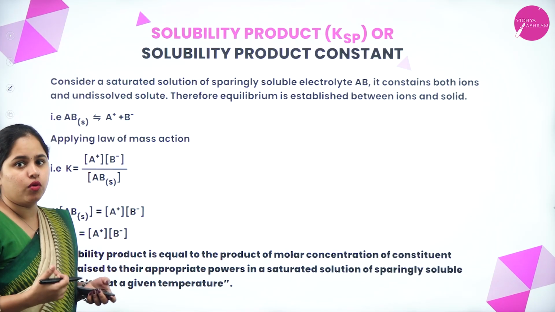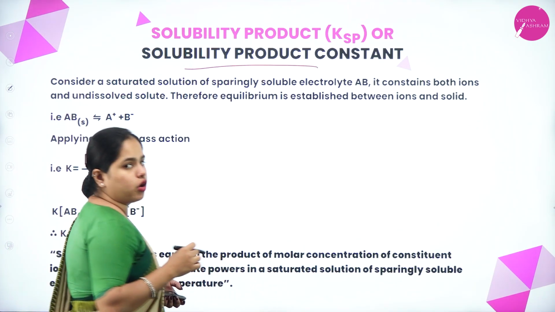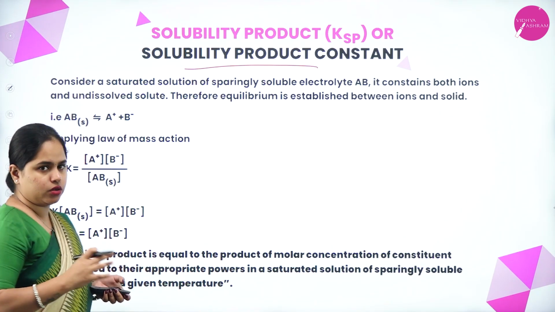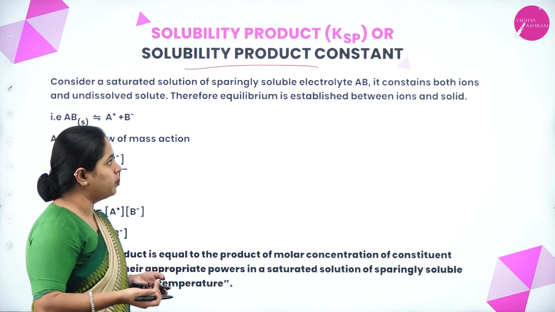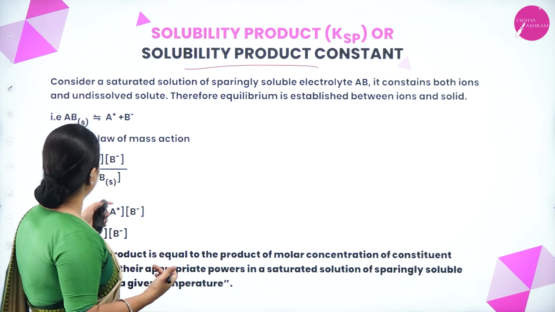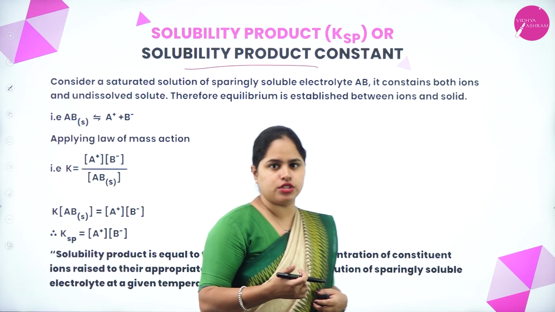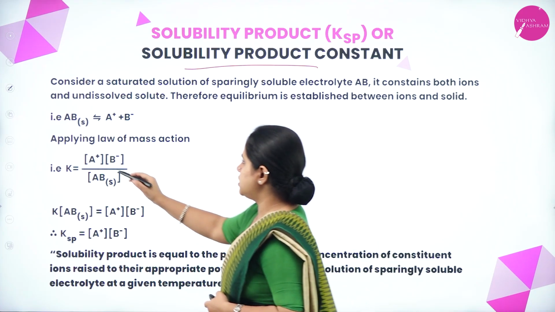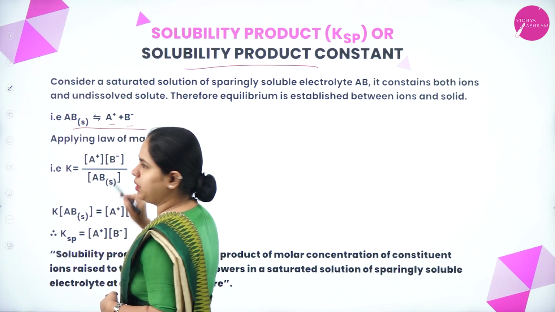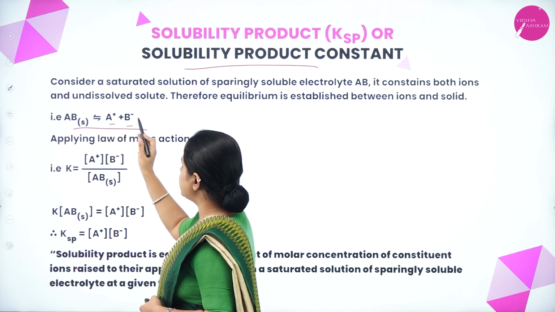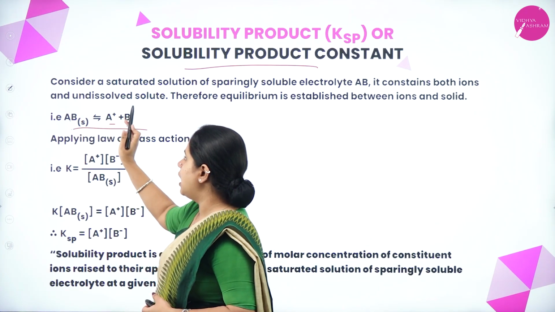Now moving on to the next one, what is KSP, that is solubility product, also called solubility product constant. What it is and how to calculate it, we are going to see. Consider a saturated solution of again a sparingly soluble electrolyte AB. It contains both ions and undissolved solute. Therefore, equilibrium is established between ions and solid. This is your undissolved electrolyte which dissociates into A+ and B-. At the same time, A+ and B- combine to form AB.